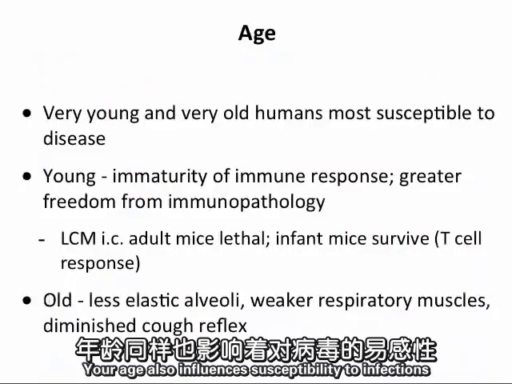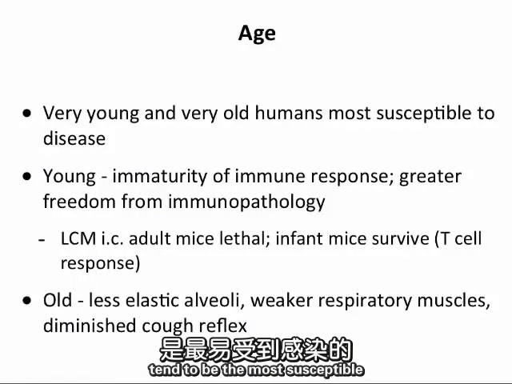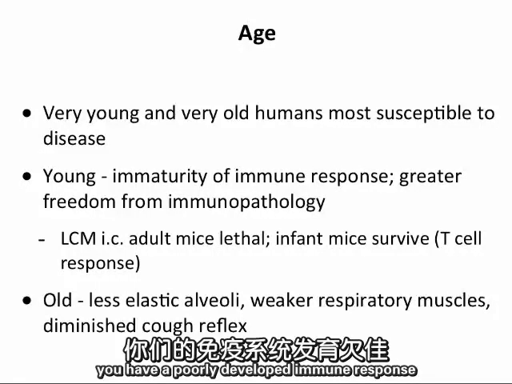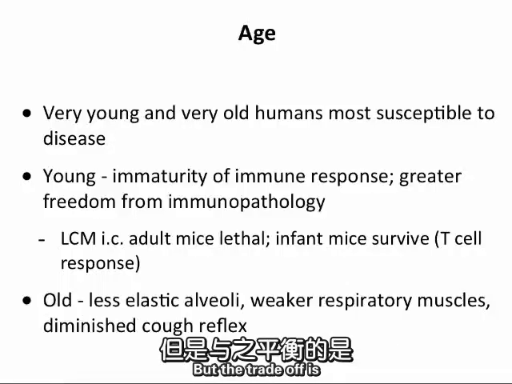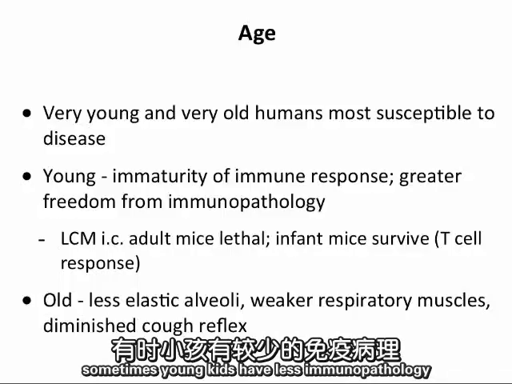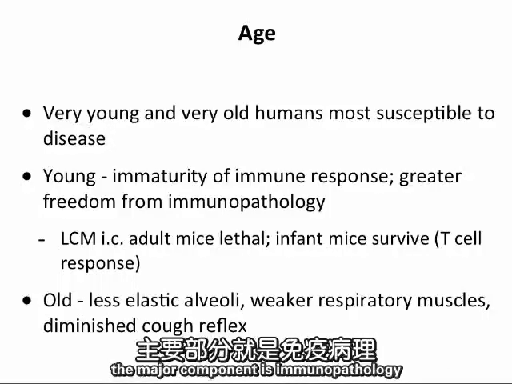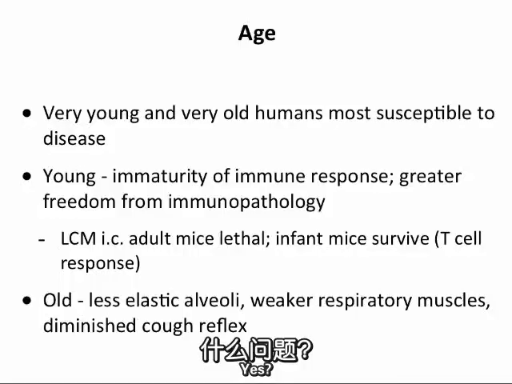Your age also influences susceptibility to infections. Typically, very young and very old people tend to be the most susceptible. When you're young, months of age up to a year, you have a poorly developed immune response, so you're not very good at resisting virus infections. But the trade-off is sometimes young kids have less immunopathology, right? So in diseases where the major component of the disease is immunopathology, young kids fare better because they don't have these consequences.